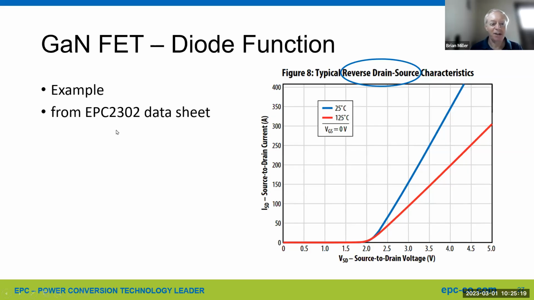Here from a typical data sheet, this is one of the 100-volt QFN packages, reverse drain source. So it's current going from source to drain. The blue is 25 degrees C, so like room temperature. You see the voltage here going up. It's a 100 amp part continuous. This is the peak current. So this is really quite an expanded scale. Typical use might be less than 50 amps, so around here is where you might be.